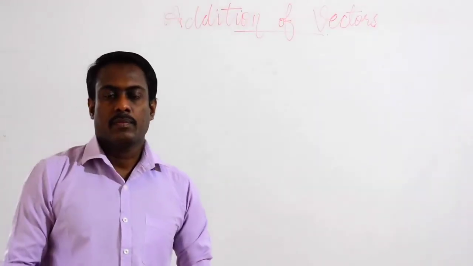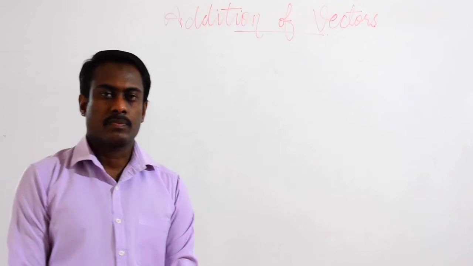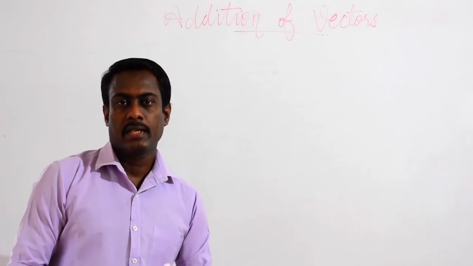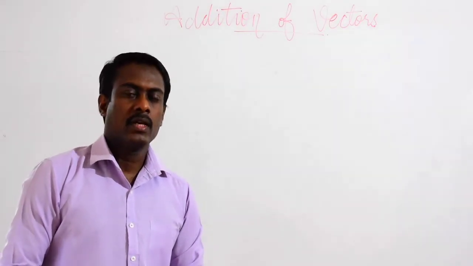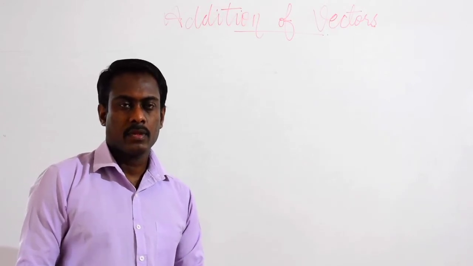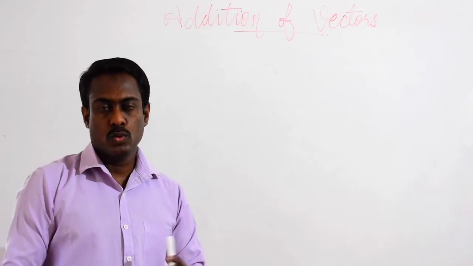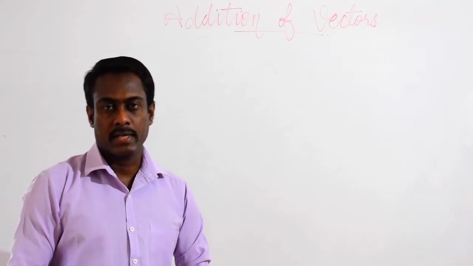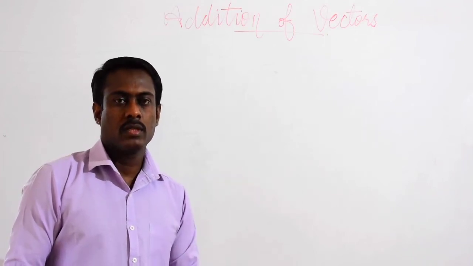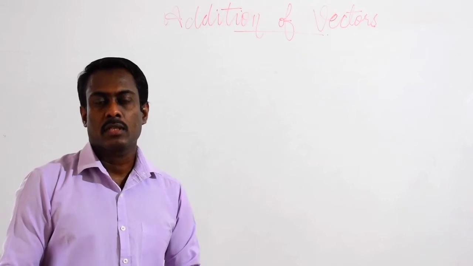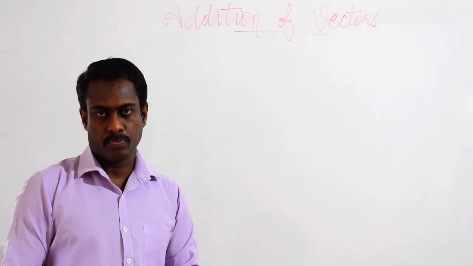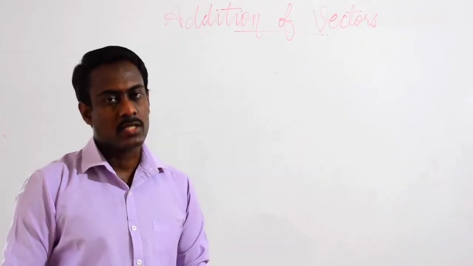Next we are going to see the addition of vectors. When two vectors are added, a resultant vector is obtained. What do we mean by a resultant vector? A resultant vector is obtained when two or more vectors are added up. A single vector is produced whose effect is the same as the combined vectors. Such a vector is known as the resultant vector.